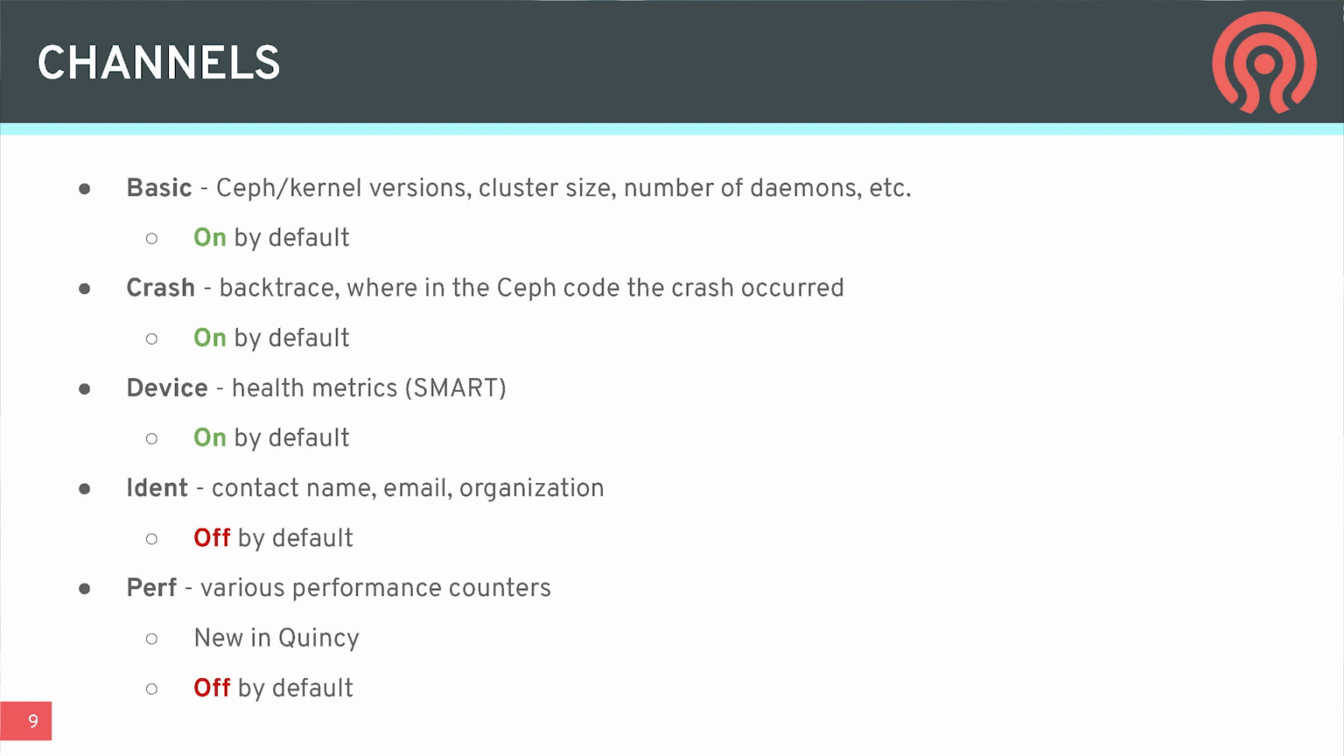Next, we have the crash channel, which is also on by default, and it collects the metadata of the crashes that happened in the cluster. It includes the backtrace, the type of the daemon that crashed, and so on. We also have a device channel, which is also on by default, which collects the health metrics, mostly SMART, from all of the drives in the cluster, and some NVMe metrics where applicable.